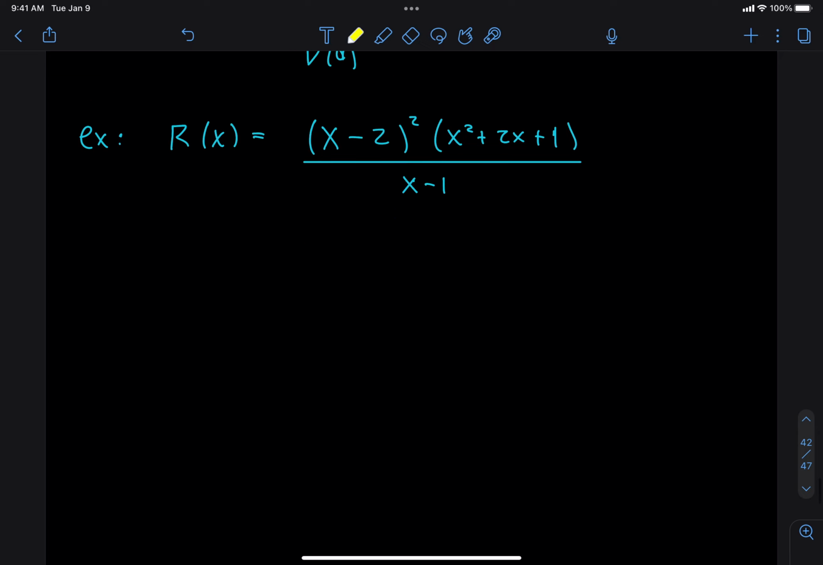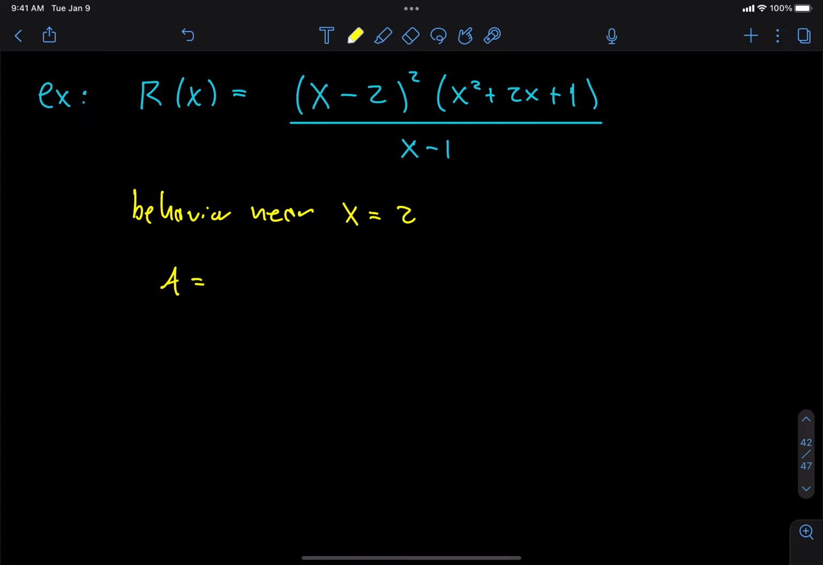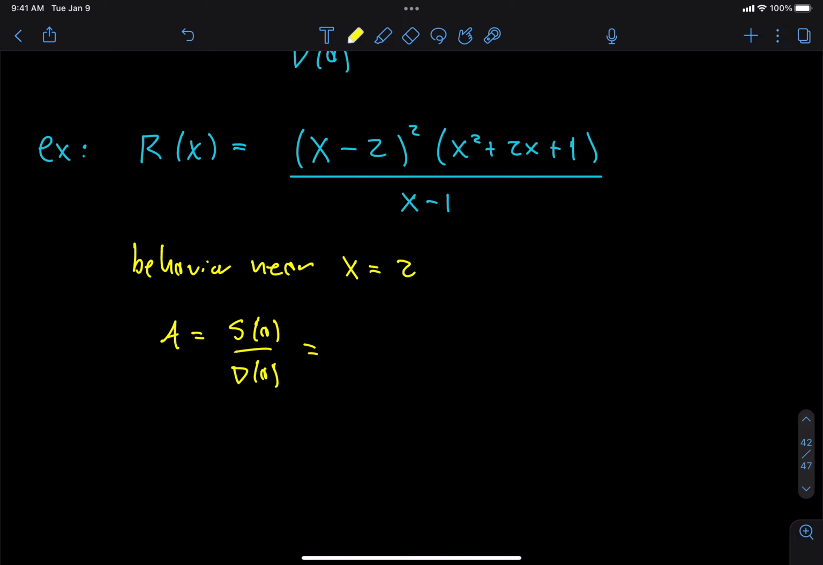So let's see an example. What is the behavior of this rational function going to be near x equals 2? Basically we need to find out what a is. A is going to be s of a divided by d of a. This is our s, and this is our d. So s of a is, when we plug in 2, 4 plus 1, which is 9. When we plug in 2 to the denominator, we get 1 times x minus 2 squared.